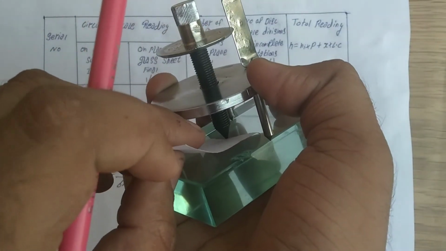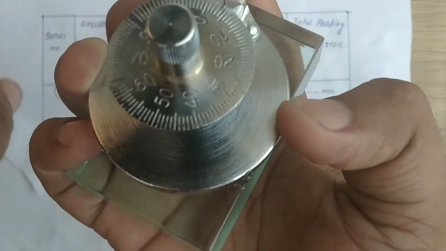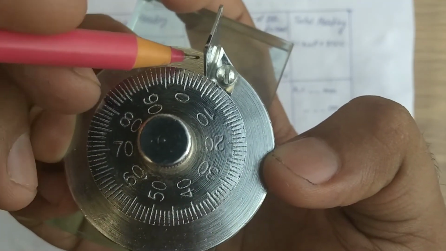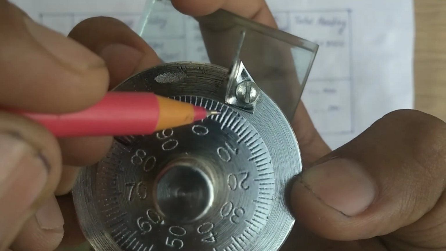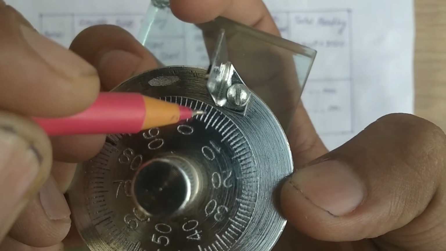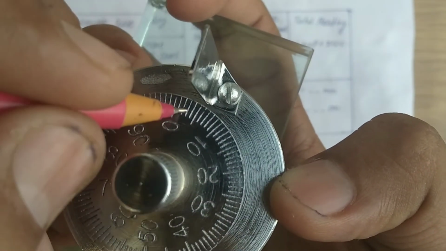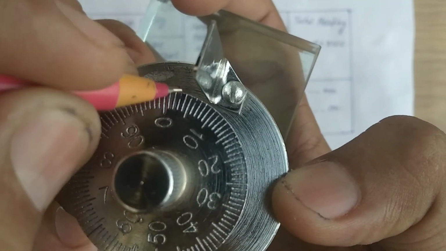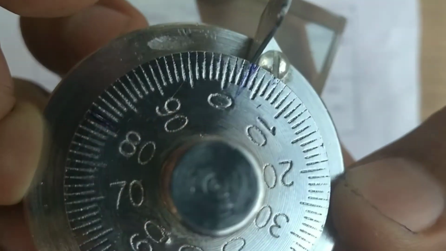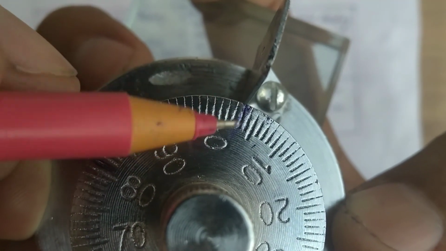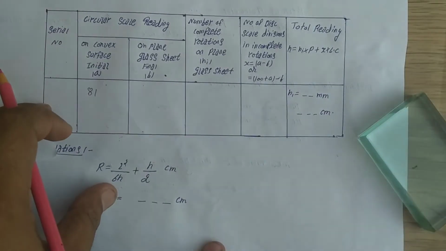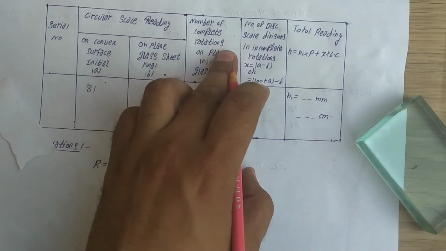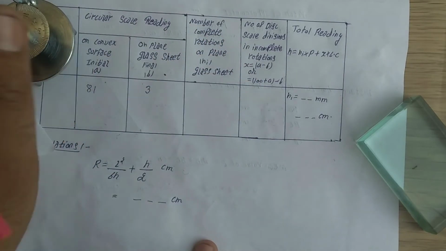And then you can see the piece of paper does not pass between them. So our complete rotations on the circular scale are 10, and for the finer division, you can see this division coincides with the main scale. So the 3rd division coincides with the main scale. So our final reading on the circular scale is the 3rd division, and the number of complete rotations on the circular scale is 10.